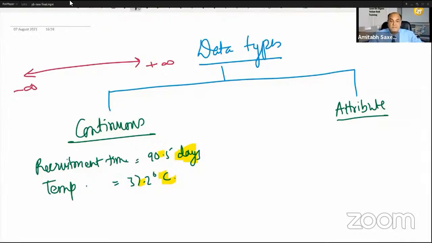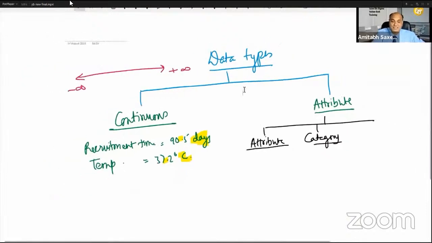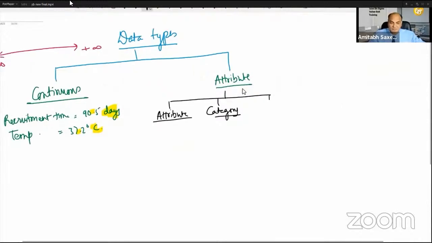Now, how about the attribute data? Attribute data will have attributes, as I told you. Anything which you think cannot be measured, put this as an attribute. You will be easily able to categorize that. If you are not able to categorize it, an easier way to categorize anything in this world is to think of that particular attribute's presence or absence.